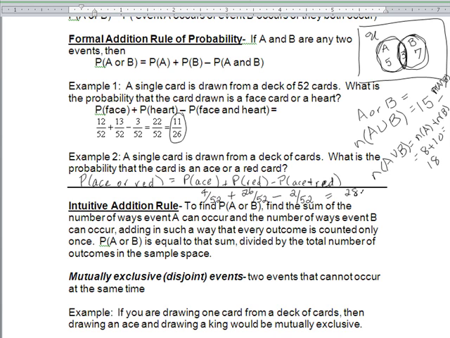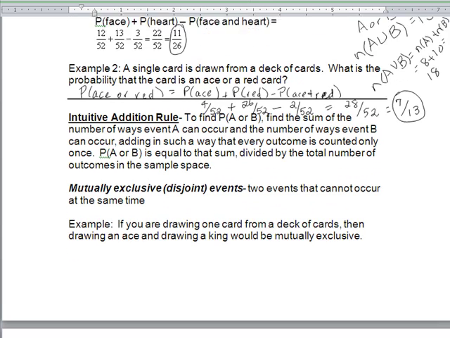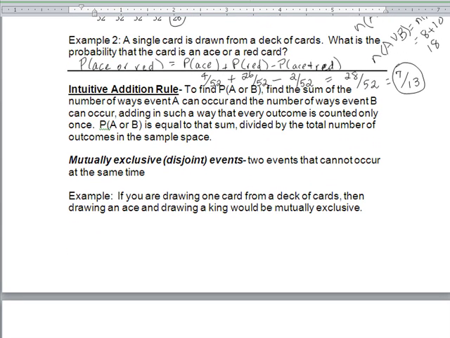Okay, so that's the formal addition rule of probability. You can also use an intuitive approach, and I do this fairly often. To find the probability of A or B, find the sum of the number of ways event A can occur and the number of ways event B can occur by adding in such a way that every outcome is counted only once. The probability of A or B is equal to that sum divided by the total number of outcomes.